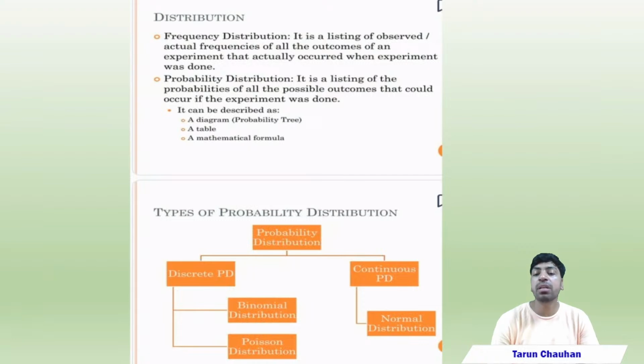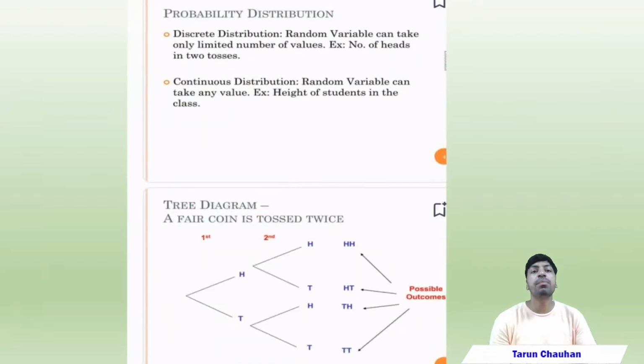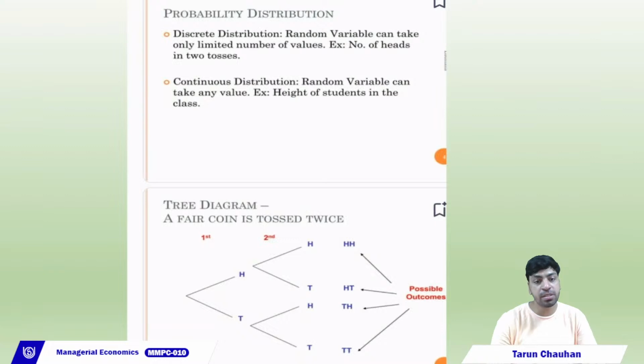When we talk about the continuous probability distribution, it refers to normal distribution, as normal distribution includes the continuous data which is described in a bell-shaped curve, which is shown in the slides as well. So let's begin the probability distribution. The first one is discrete distribution and continuous distribution.